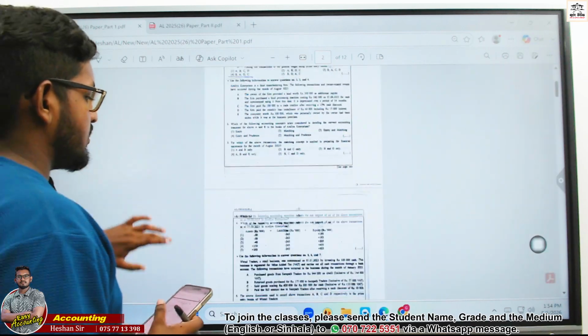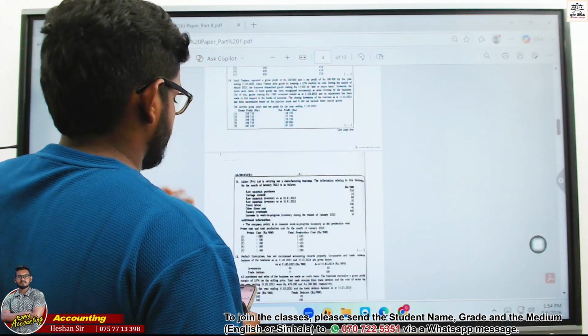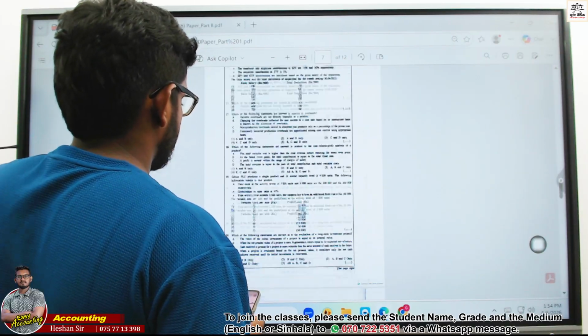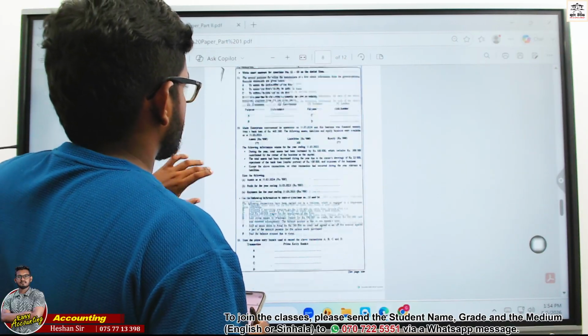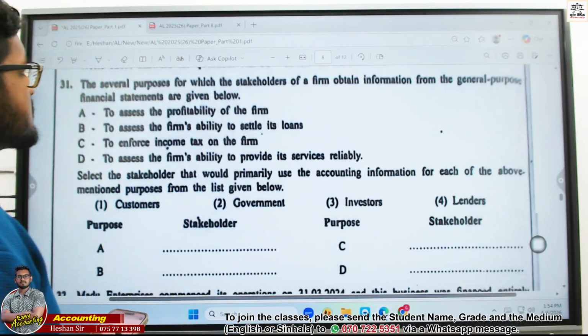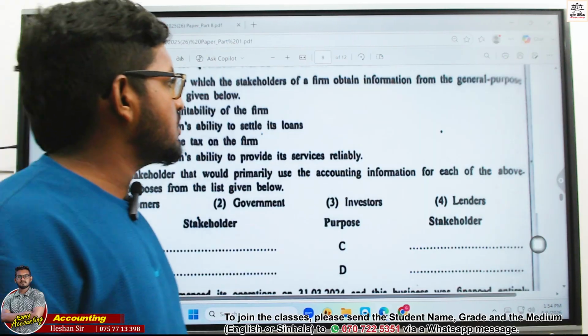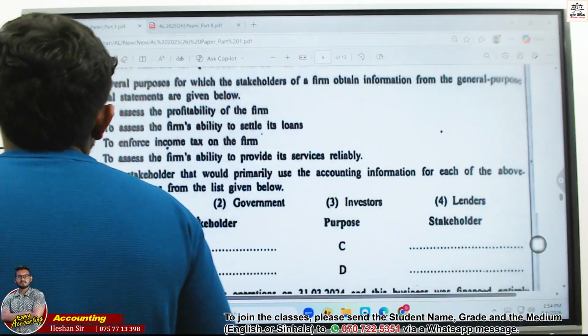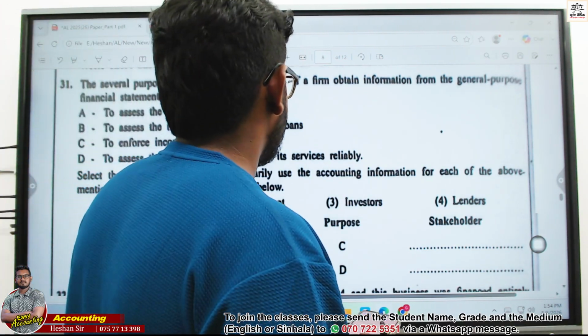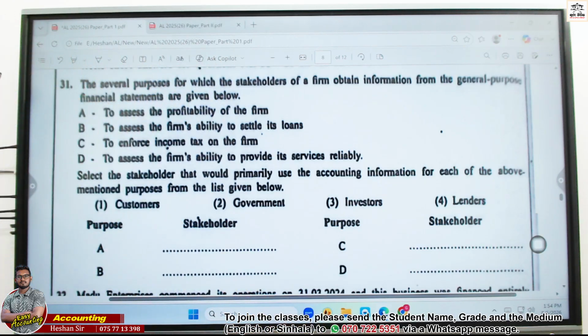Let's go to the 31. That is also relevant to session 1. The several purposes for which the stakeholders of a firm obtain information from general purpose financial statements are given below. So select the stakeholder that would primarily use the accounting information for each of the above mentioned purposes from the list given.